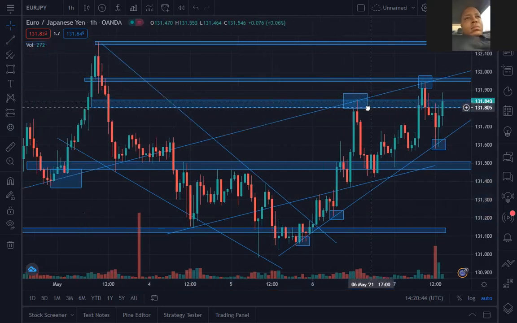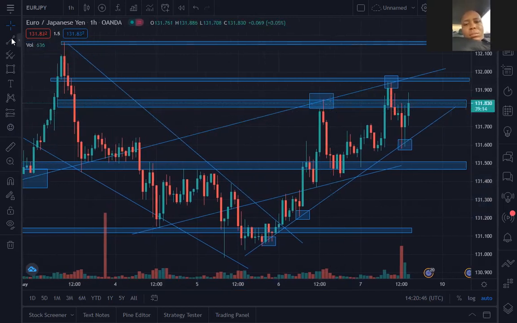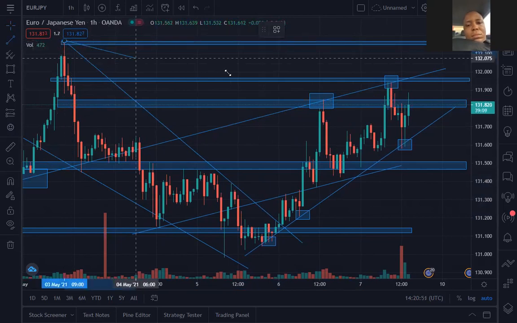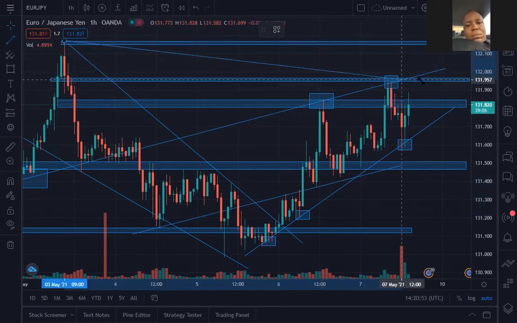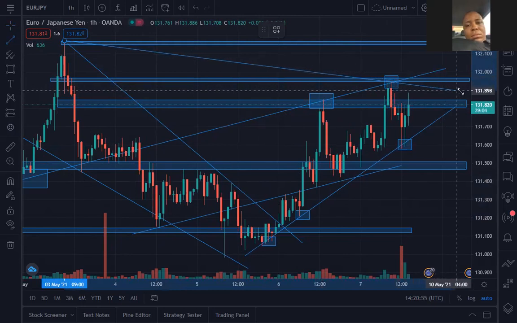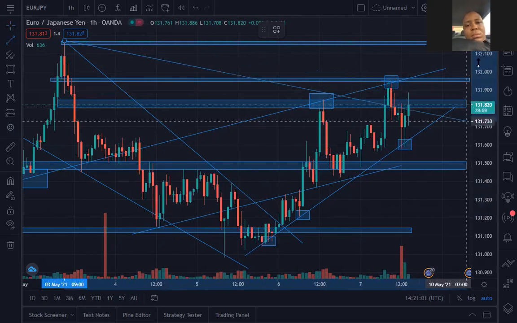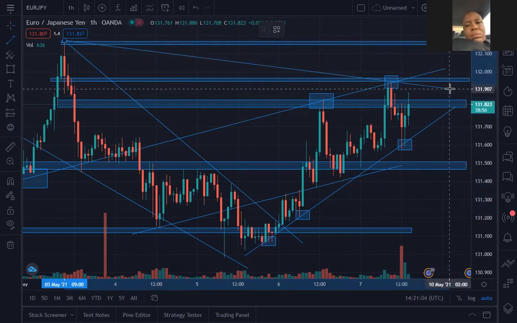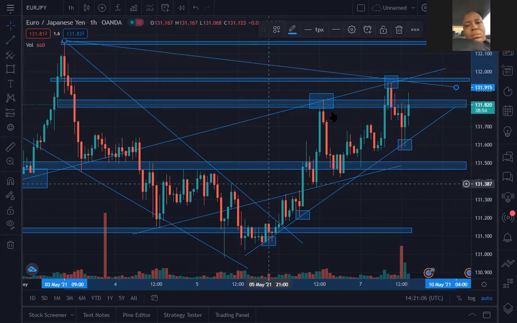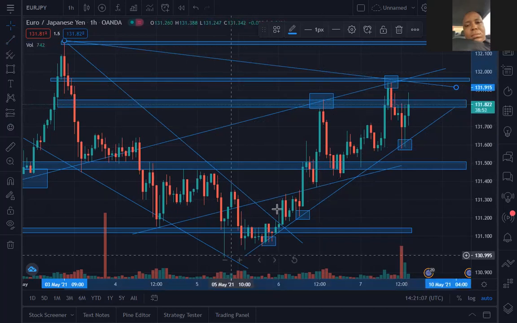So what can I do here? If I want to do another linking here again, I can now connect the highest resistance and place it to this current resistance here and leave it there, and we can see that it's valid because the market is respecting it.